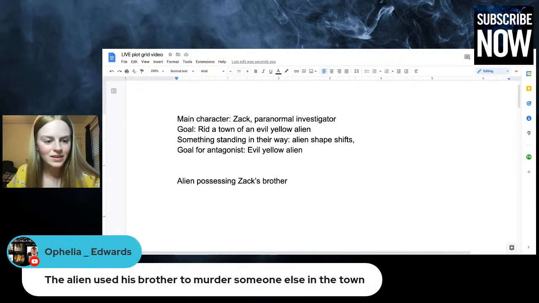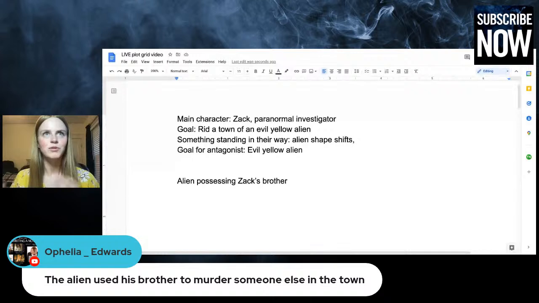Exactly. Ophelia Edwards said the alien used his brother to murder someone else in the town. Oh, that's very interesting, because then it's a huge moral conflict. So if we do this idea, we have to figure out, is the brother still conscious in his mind while he's being possessed, or is he just dormant? And if they get the alien out, is the brother still alive, or not? Like, did the alien have to boot out the brother in order to take over the body, or not? Because that will impact the moral issues of the plot.